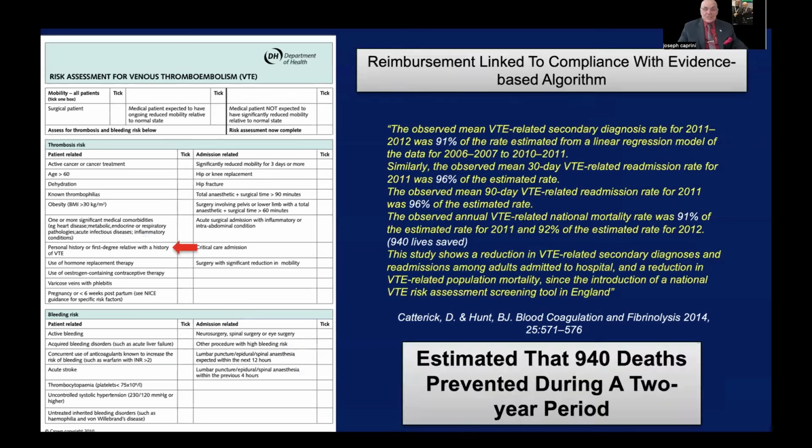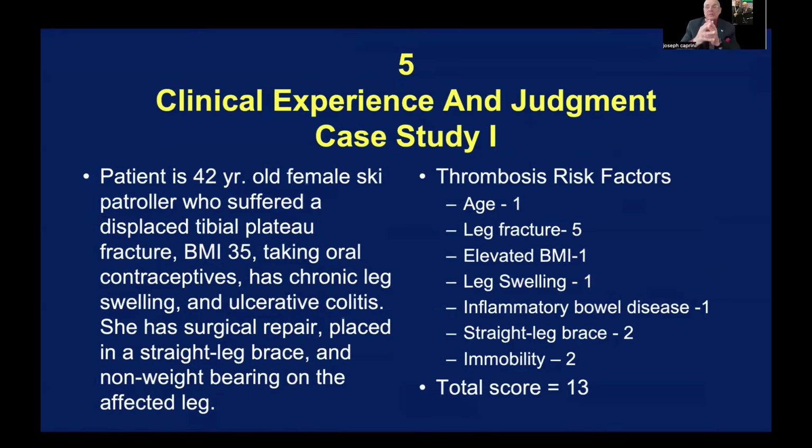But the punchline is, following this recommendation based on reimbursement, 940 deaths were prevented during a 2-year period. So the nudge of tying a validated risk assessment pathway to treatment, to be used universally, prevented fatal pulmonary emboli. And that's what you need. You need to have a way to enforce pathways that have been shown to be evidence-based.